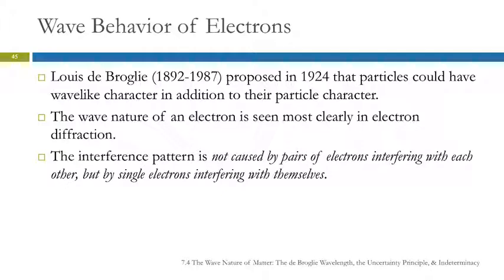He proposed in 1924 that particles could have wave-like character in addition to their particle character. We see this most clearly when we look at electron diffraction. The interference pattern that we see in electron diffraction is not caused by one electron interfering with another, but by single electrons interfering with themselves. Is that disturbing? Should be.